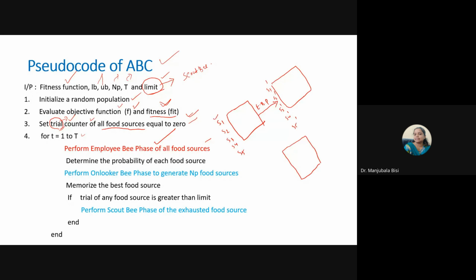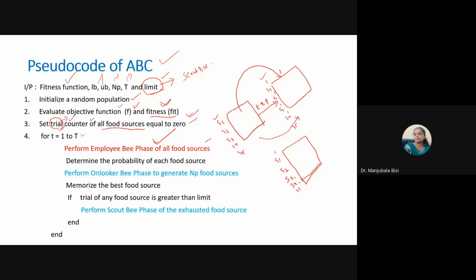Suppose between S1 and S1 dash, assume S1 dash is better; S2 and S2 dash, assume S2 is better; S3 and S3 dash, maybe S3 is better; assume S4 dash is better, and S5 dash is better. So this is the new population we are getting after performing the employee B phase, right? So how to do the modification from S1 to S1 dash, similarly S2 to S2 dash, up to S5 to S5 dash. We'll see the detailed working principle of the employee B phase in the next slide.